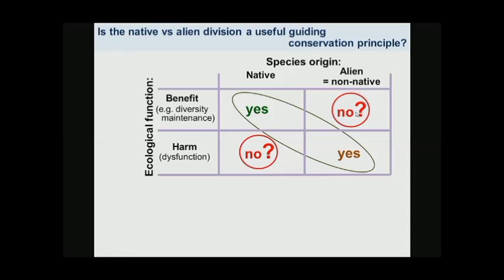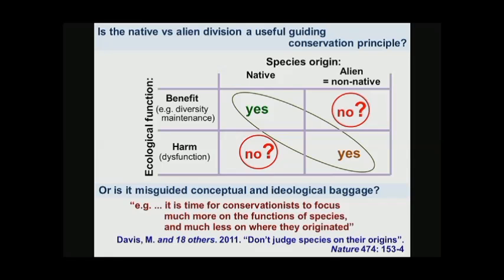And so I'm concerned, in the remainder of this lecture, with examining that assumption a bit more closely. And I'm not alone in this. There have been other suggestions that this may be misguided conceptual and ideological baggage. For example, Davis and others writing in Nature a couple of years ago said, "It is time for conservationists to focus much more on the functions of species and much less on where they originated."